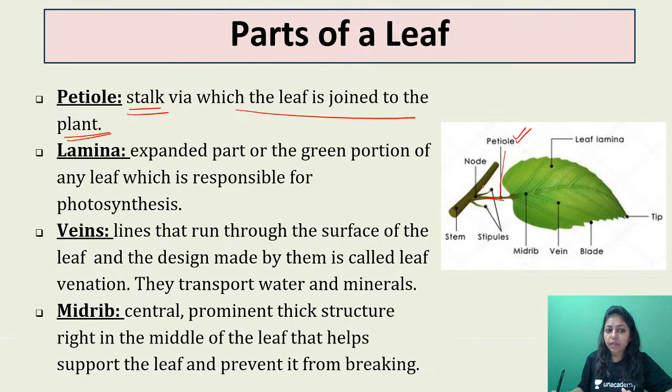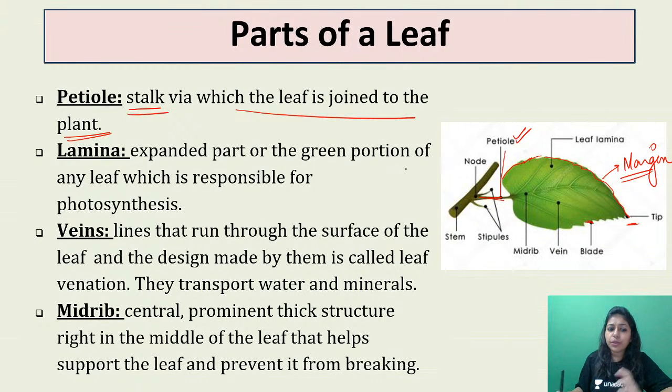Now the next we have is lamina. What is lamina? This is the extended portion of the leaf, that entire green portion of the leaf where actually photosynthesis takes place. So this part of the leaf is called lamina. Do you know what we call the boundary of the leaf? Anyone who knows? You call it a margin. We call it a margin. Okay. And then there is a tip, and these are the blades you can see. So this is the leaf lamina.